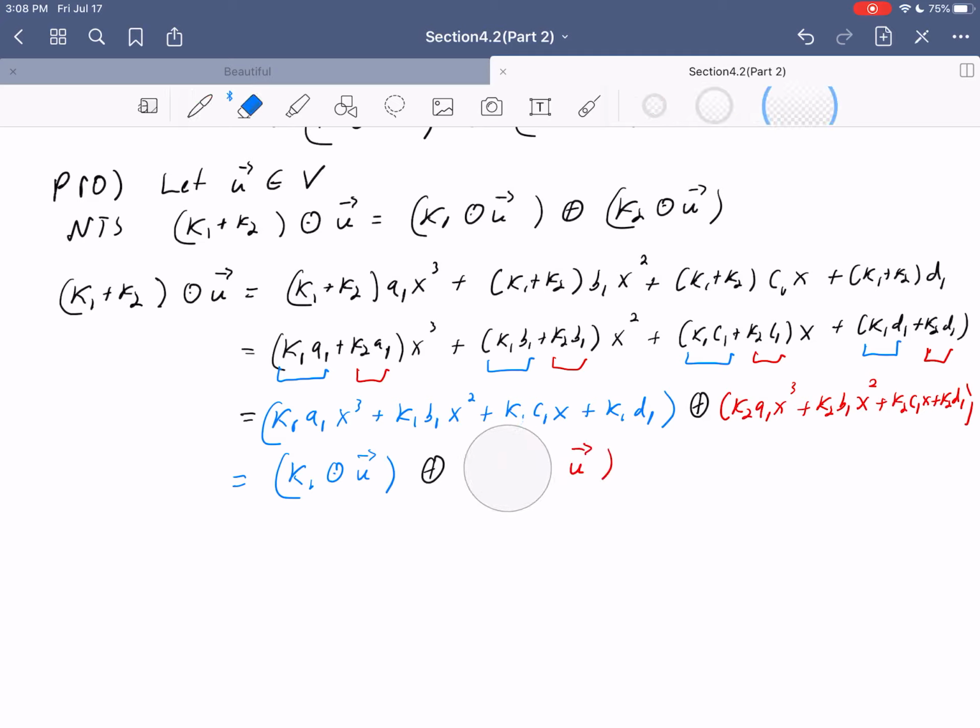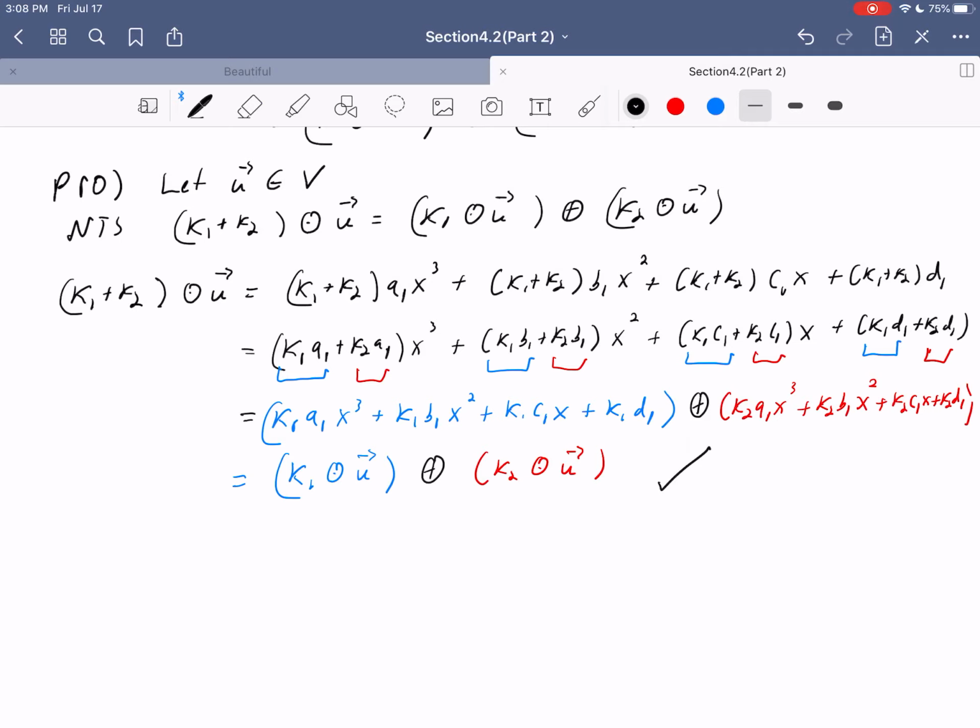K looks very weird there, so let's just get rid of the whole thing and rewrite it. This would be K2 scalar multiplied with u. And notice that is exactly what we wanted to show there. So there we go. We've proven all 10 properties hold.